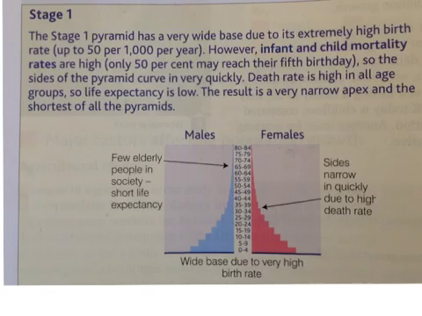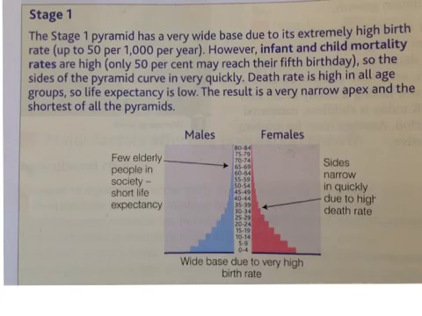The lower part of the pyramid is known as the base. So down here is the base, and it shows the younger section of the population. The upper part, up here, is known as the apex, and that shows the elderly people. So the very top of this pyramid here is 80 to 84-year-olds.